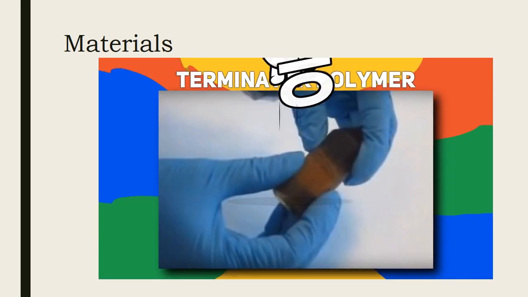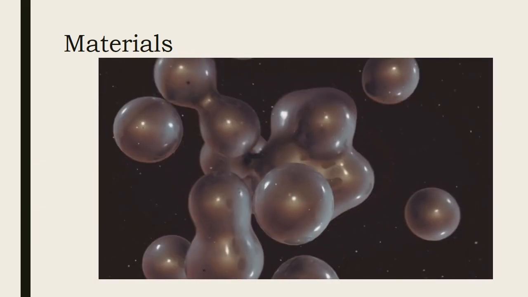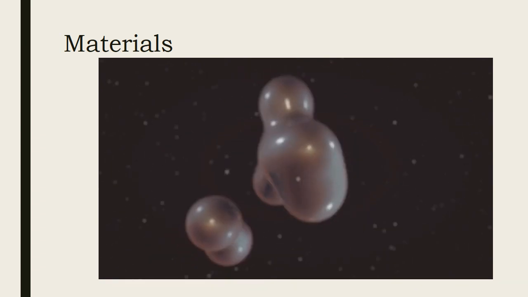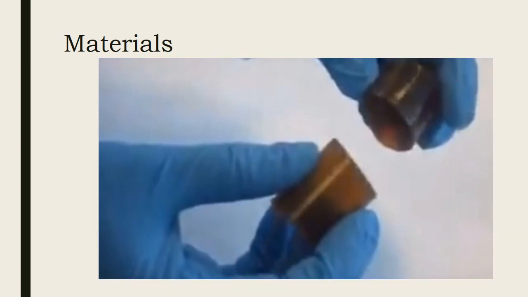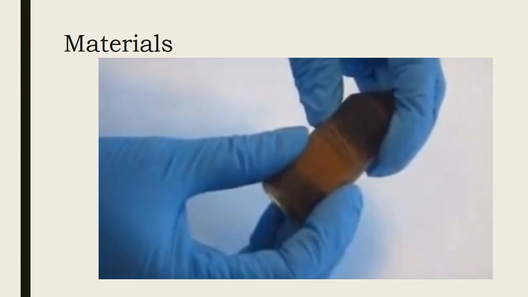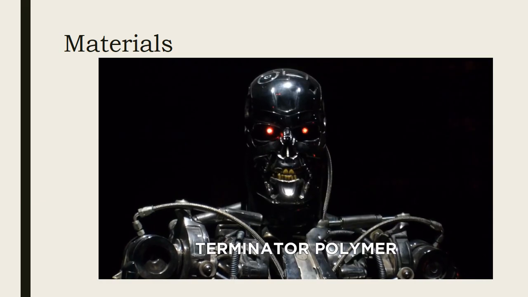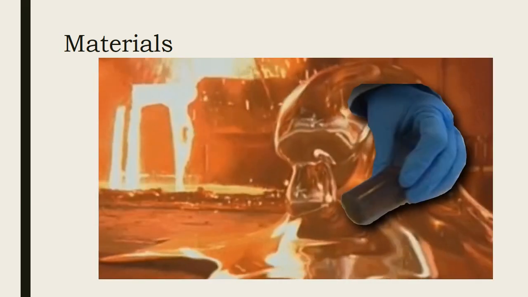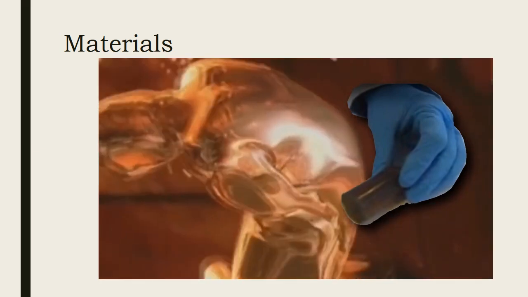Number 10. Terminator polymer. Cut this polymer with a razor blade, and it will glue itself back together in a matter of hours. Okay, so it doesn't exactly move back into form on its own. You have to push the pieces together, but still, give it a while and it'll feel like it's never been cut. Dubbed the Terminator polymer, this crazy material is aptly named after the self-healing material seen in the Terminator movies.